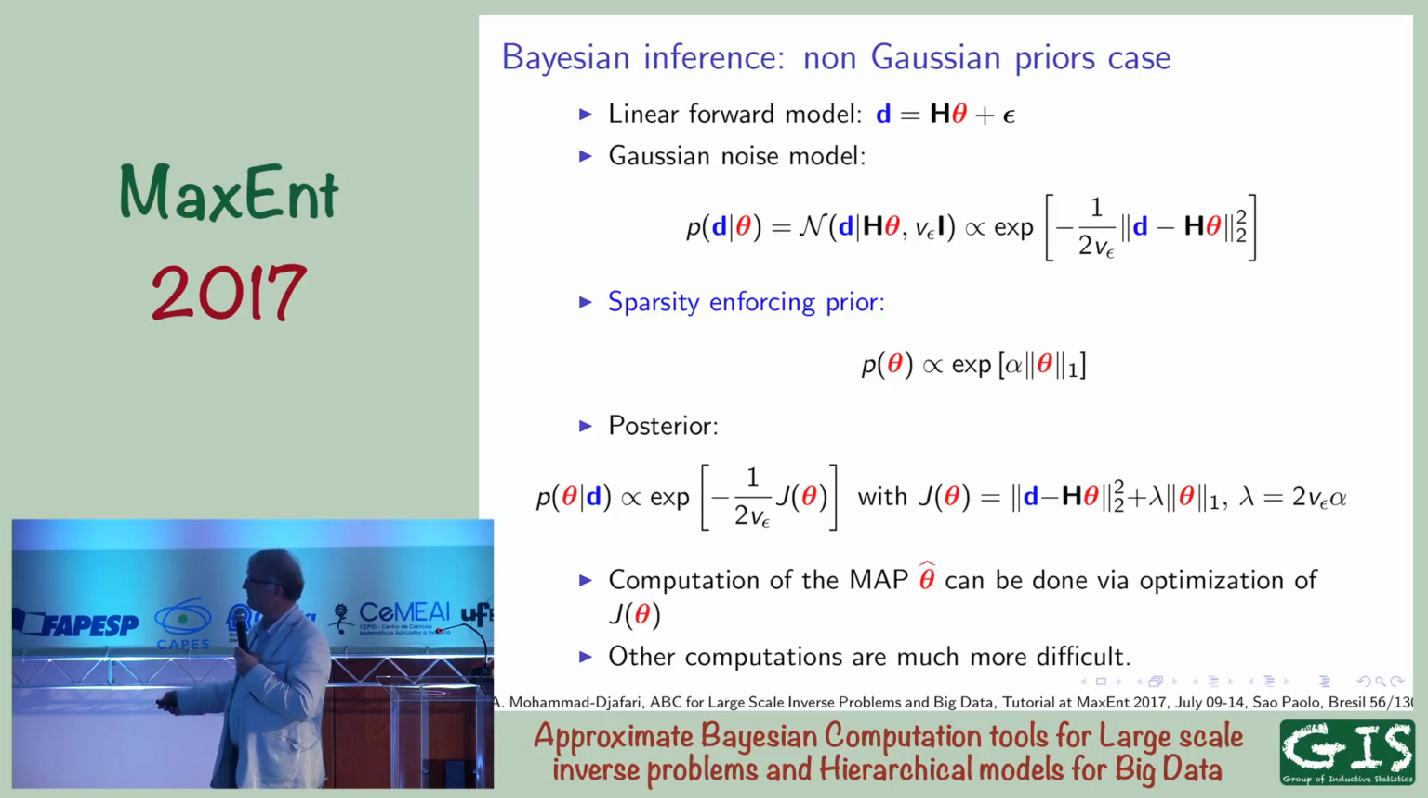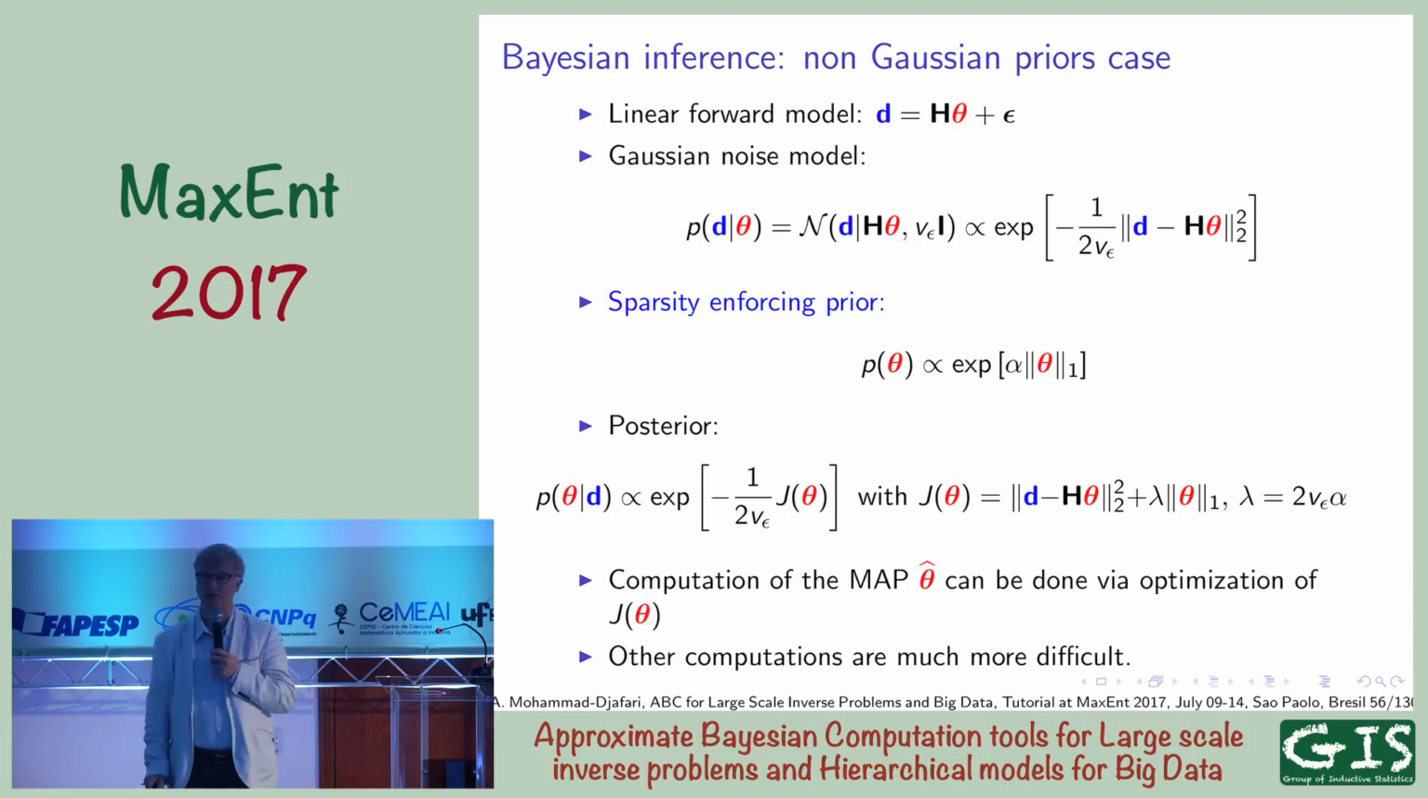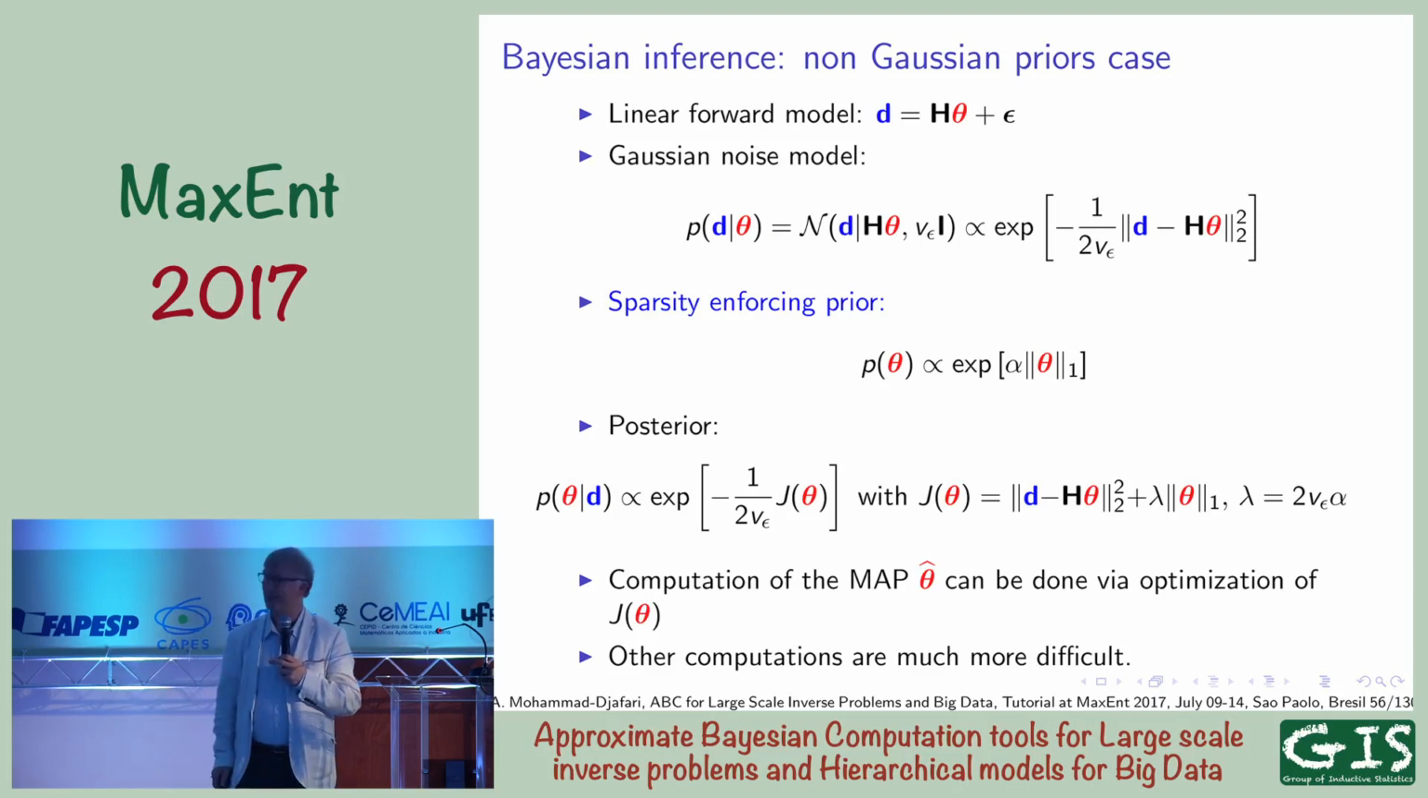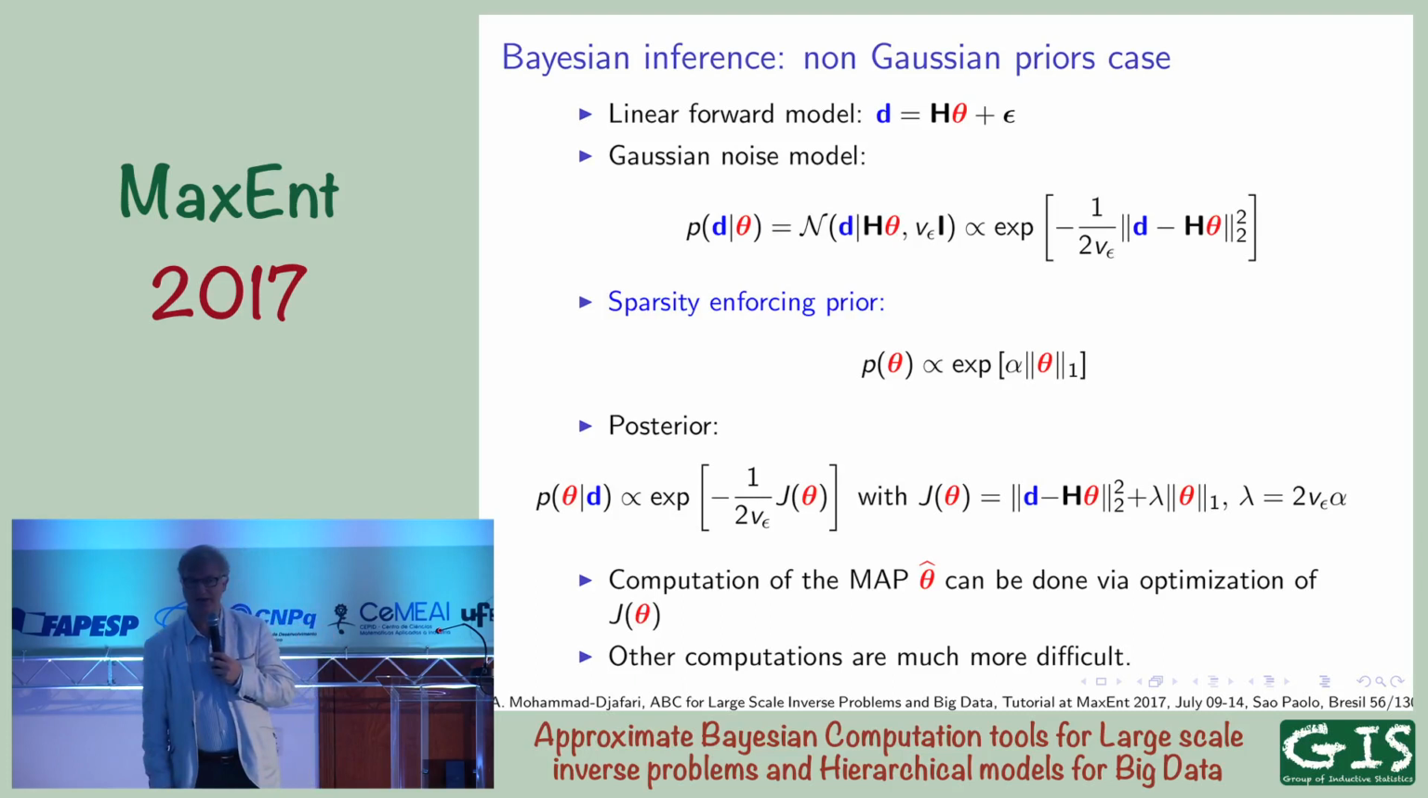Unfortunately, very often we need to use other terms for the likelihood when the noise is no more Gaussian, or other priors which are no more Gaussian too. For example, for sparsity enforcing, very often people use a probability distribution which is very concentrated around zero and has heavy tails. One of these is, for example, the double exponential. Using this double exponential with this likelihood brings us to the optimization of this criterion, which in regularization methods is called L1 regularization.